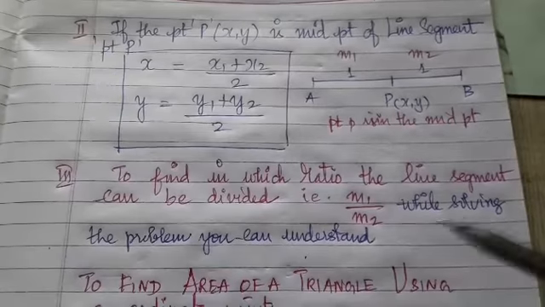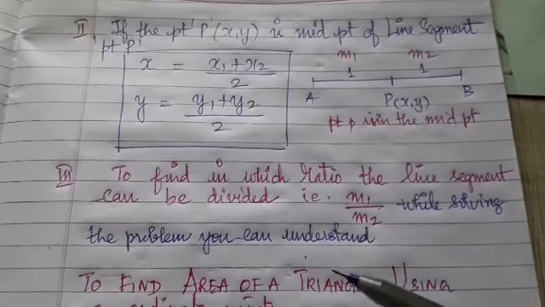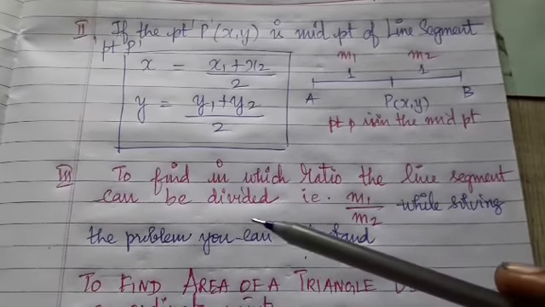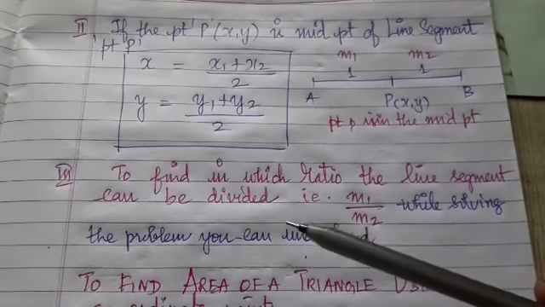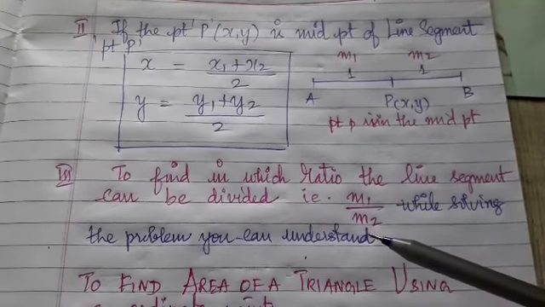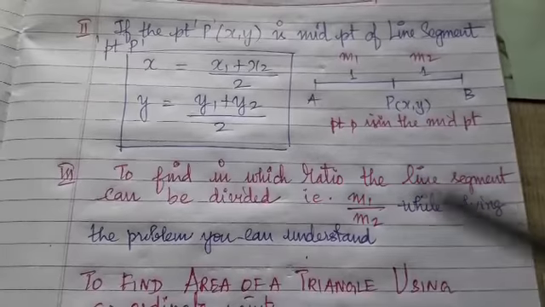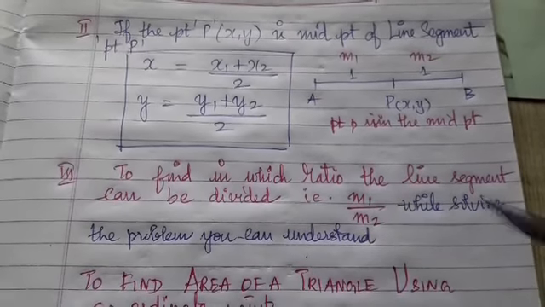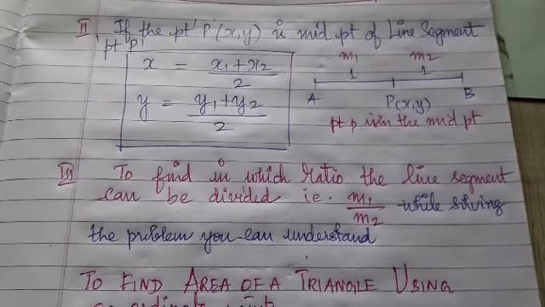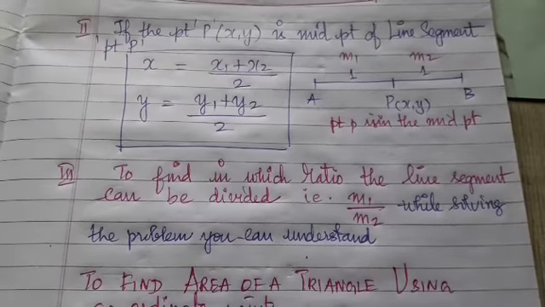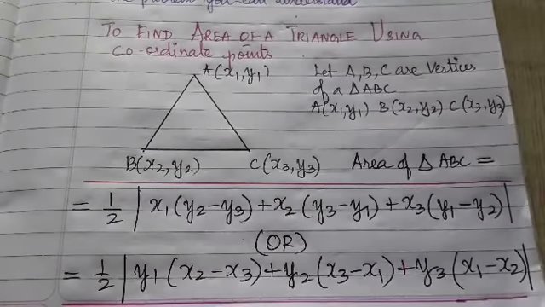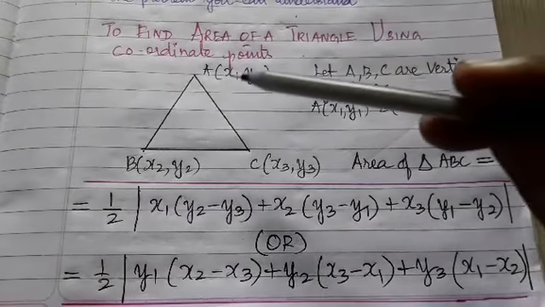Then another type of formula we will be using in problems is to find the ratio in which the line segment is divided, that is, m1 upon m2. When we are doing problems, you will understand how to find the ratio. Okay. Then we will go for finding the area of a triangle using coordinate points.